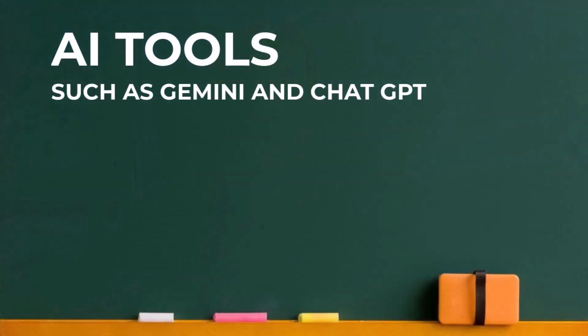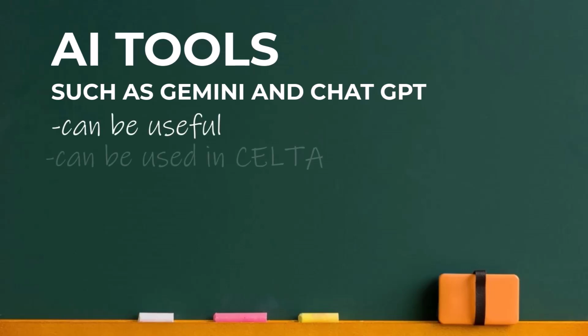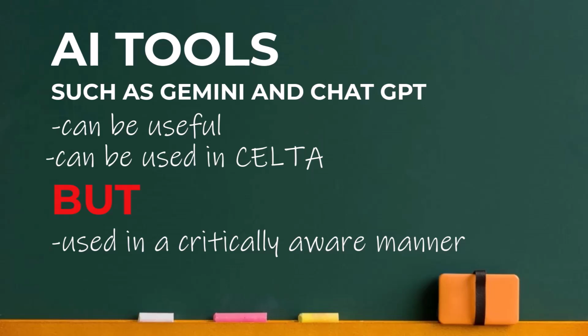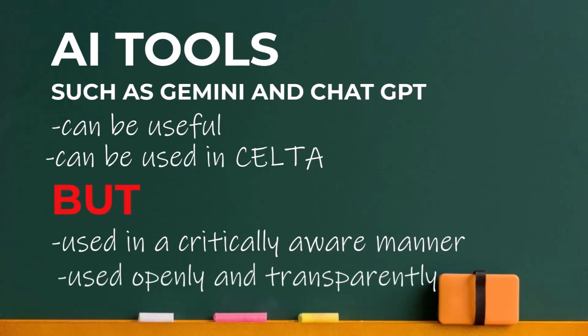So the message across the board is clear. AI tools can be useful, can be used in CELTA, but you need to use them in a critical way, not just cut and paste, and you need to be open and honest and clear about the way that you've used it.